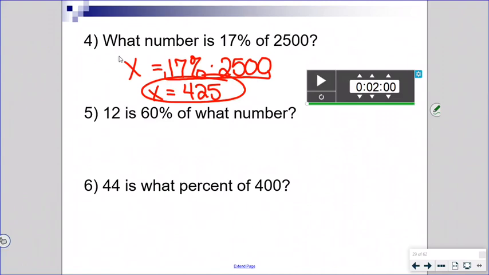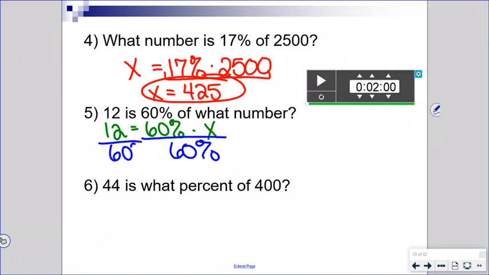Okay? 12 is 60% of what number? Divide both sides by 60%. Divide both sides by 60%. Don't forget the percentage symbol in your calculator. When you do, 12 divided by 60% should end up giving you 20. So we would say x equals 20. Don't need the x.